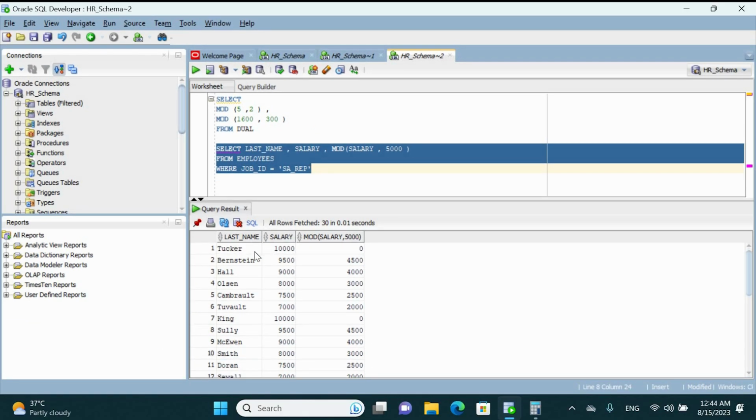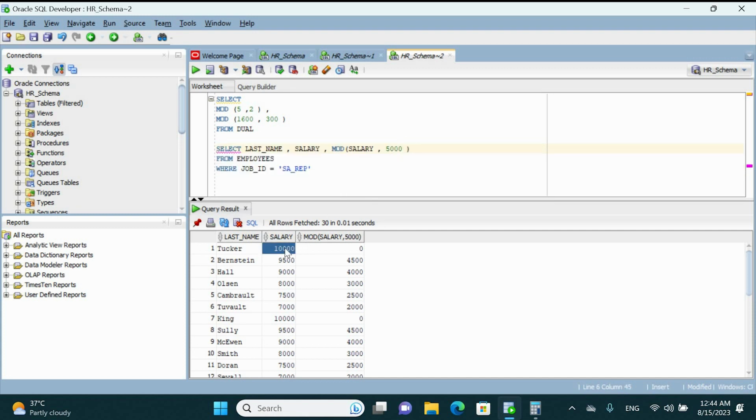This employee has a salary of 10,000. If we divide this by 5,000, it will be 2 times, which means the remainder of this division will be 0. The second one, this 9,500 includes the 5,000 1 time, and the remaining amount is 4,500, and so on.